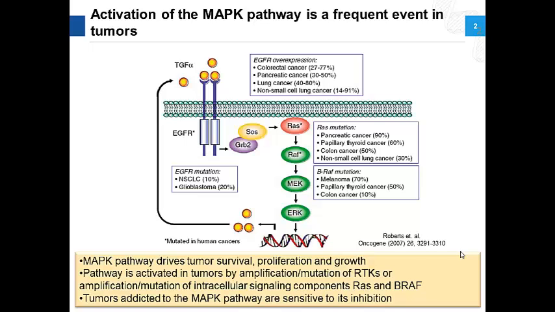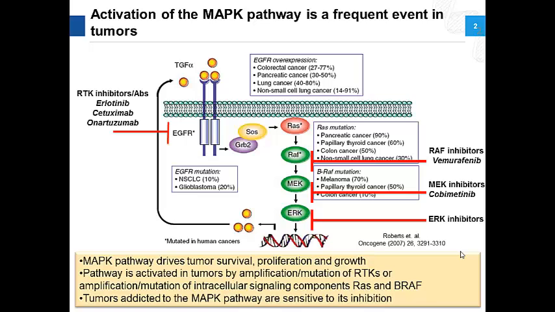Tumors addicted to the MAP kinase pathway are sensitive to its inhibition, and there are several small molecule inhibitors targeting either receptor tyrosine kinases, RAF, MEK, or ERK kinases. And in this webcast, I will be discussing the use of these inhibitors to target MAP kinase-driven cancers.